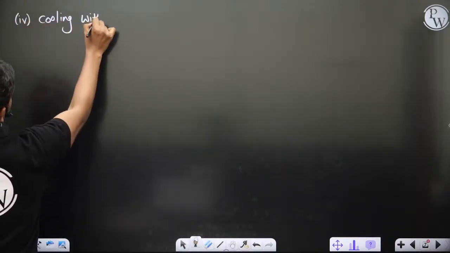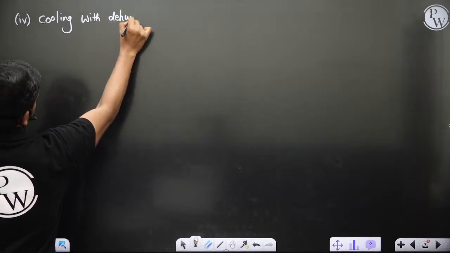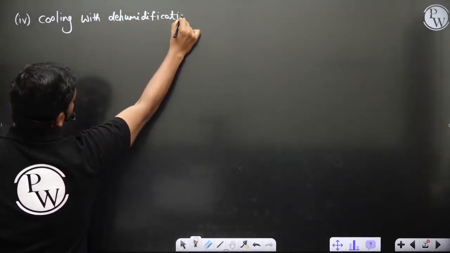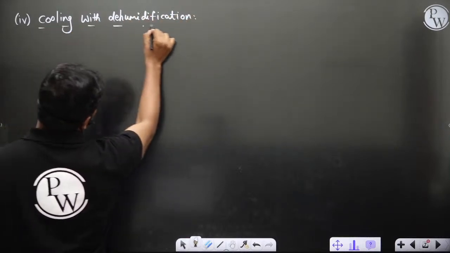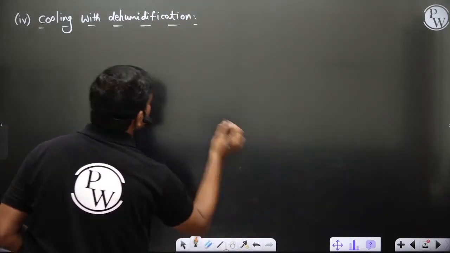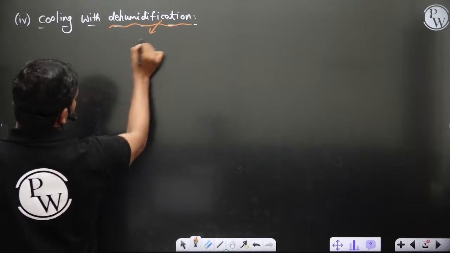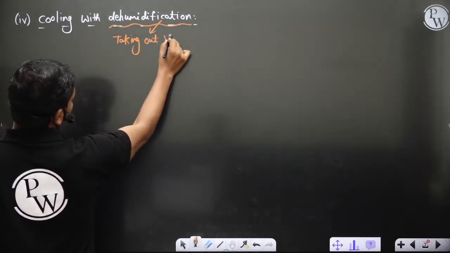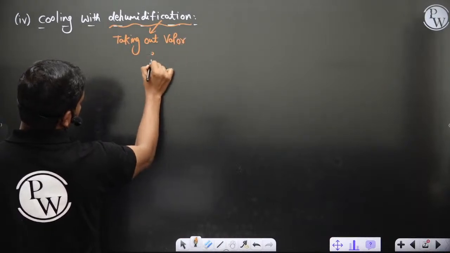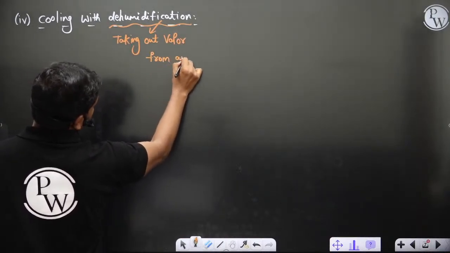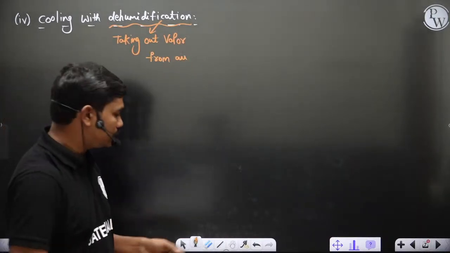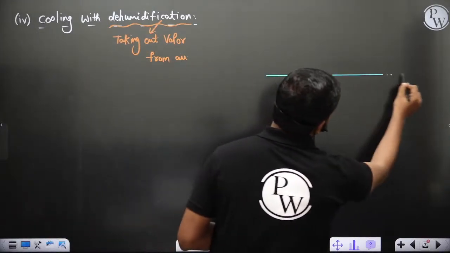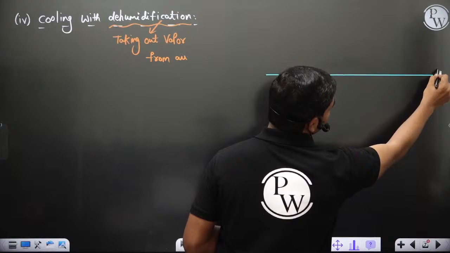Cooling with dehumidification. Dehumidification means taking out water. So cooling with dehumidification: this is taking out vapor from air. Now, in the last class we saw sensible cooling, and in this case let us see cooling with dehumidification.